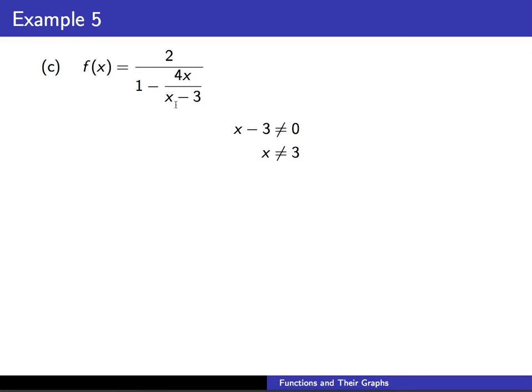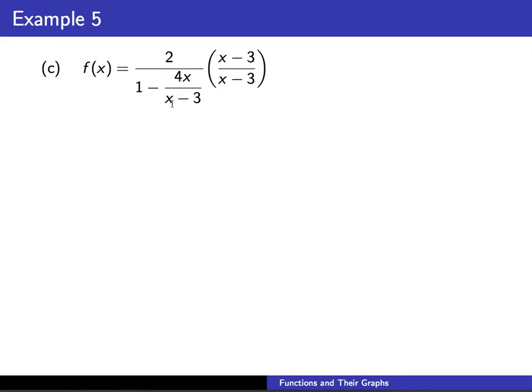To simplify complex fractions, we multiply the big numerator and the big denominator by the least common denominator of the tiny fractions. We look at all these tiny denominators, like x minus 3, and multiply our big numerator and big denominator by that. We'll get more practice throughout the course with dealing with complex fractions.